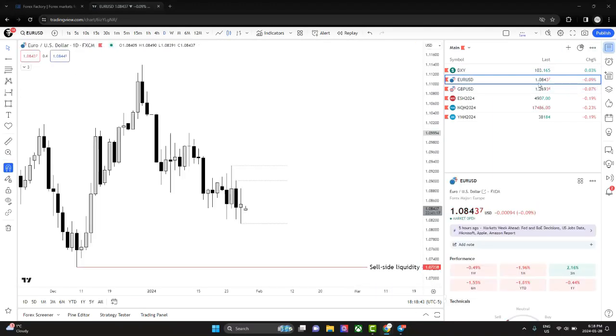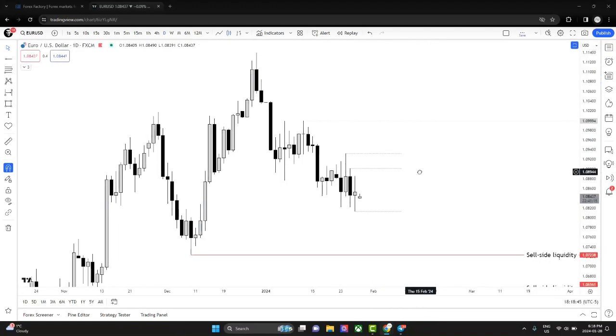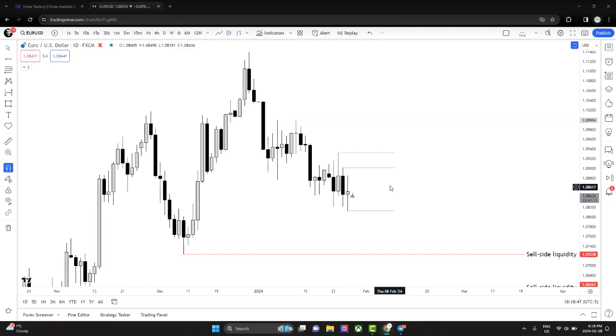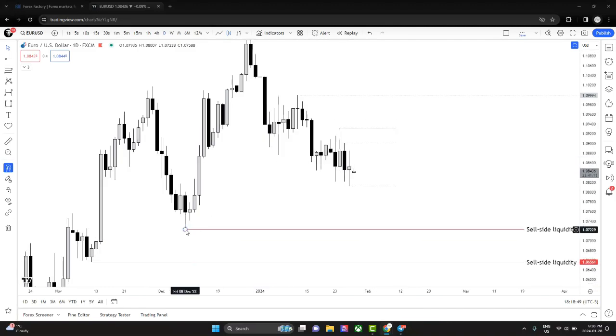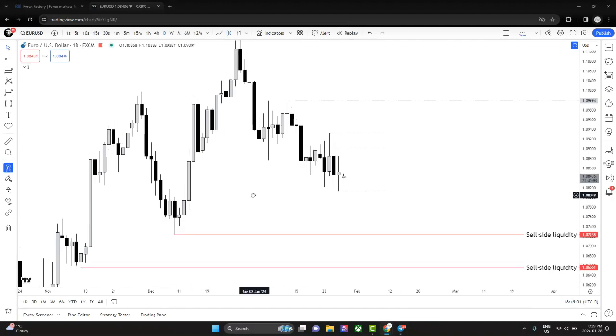Here is the euro dollar, right? So you guys can see anytime you see me highlight lows or highs with a red line, that's my drawn liquidity where I expect price to go within the next 3 to 4 months. I expect price to head that way, right?